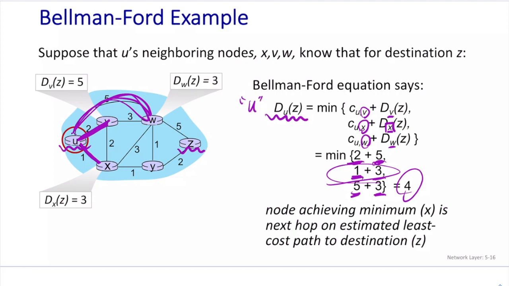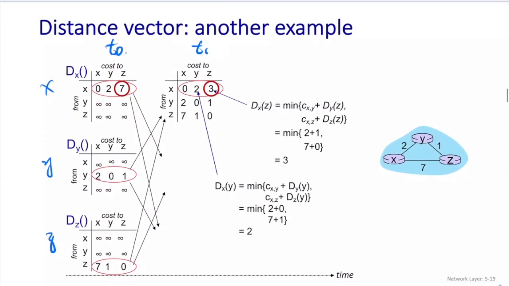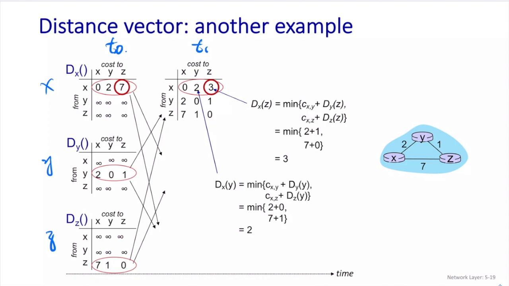So that is the idea of Bellman-Ford, or what we call the distance vector algorithm. Okay, we skip this one, we'll come back later. As I said, the algorithm is not that complex, but the calculation itself is a little bit complex.